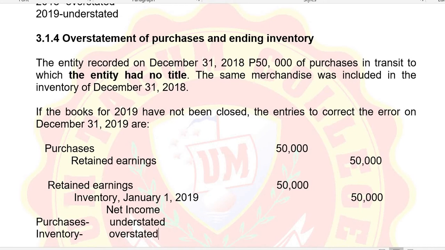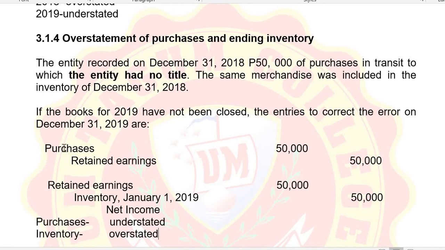So for 2018, there is no effect of the errors on net income. The error in purchases understates net income, but the error in inventory leads to an overstatement of your net income. Of course, the purchases should be recorded in 2019, not in 2018, because the ownership changes only in 2019.